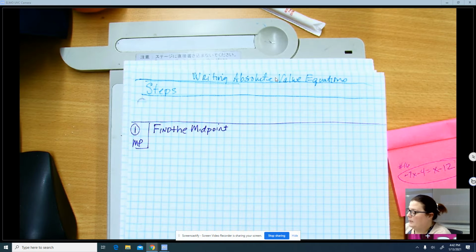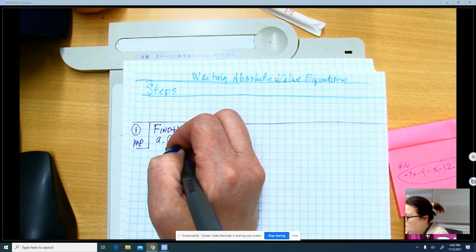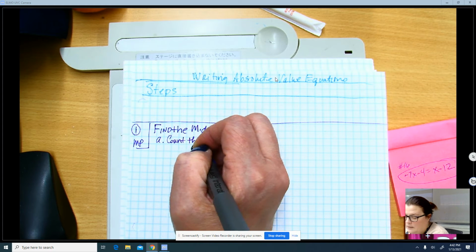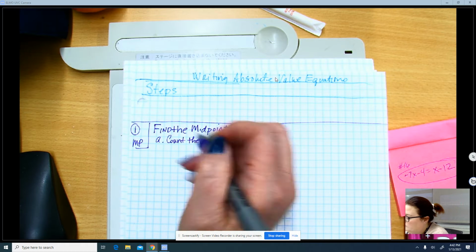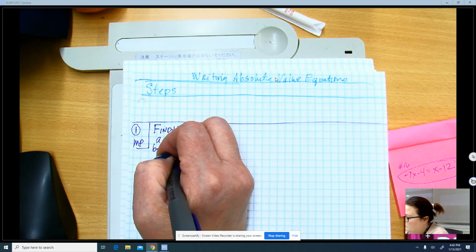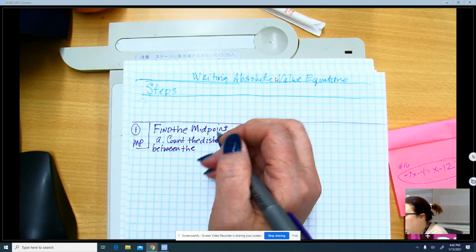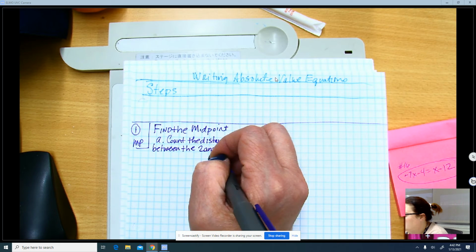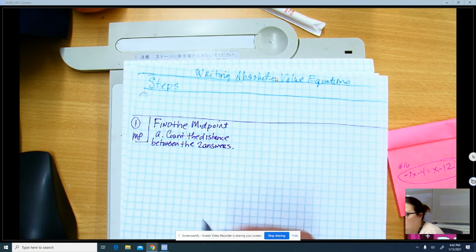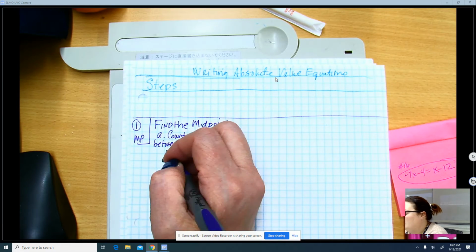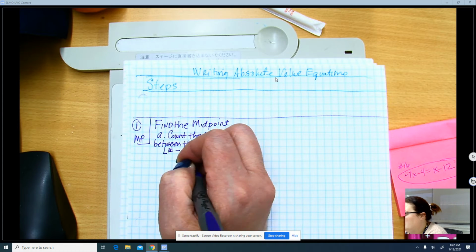The steps to locate the midpoint are: step A, count the distance between the two answers. So remember, they're usually going to provide you the solution set, and you're going to have to count the distance between that. The way you do that is you do largest number minus smallest number.